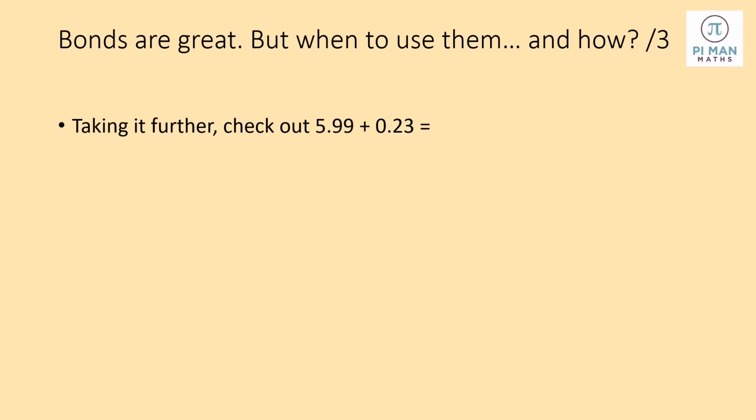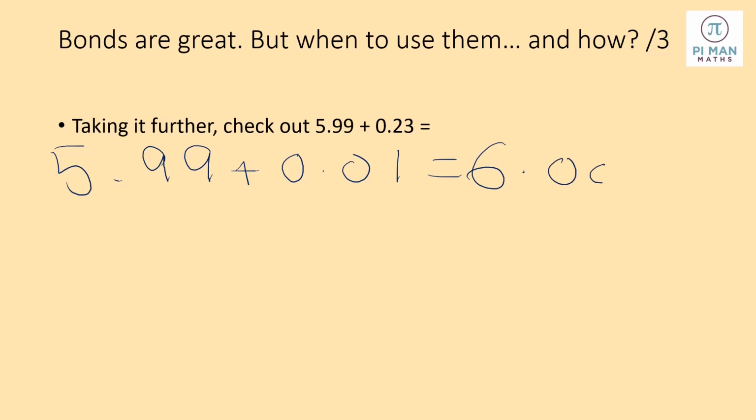5.99 plus 0.23. Now, we've got things that come into play here like place value, and it gets a bit more complicated, but the basic idea is that 5.99 added to 0.01 gives us 6. 6.00. Let's make it with 2 decimal places just to match everything else that's on this question.